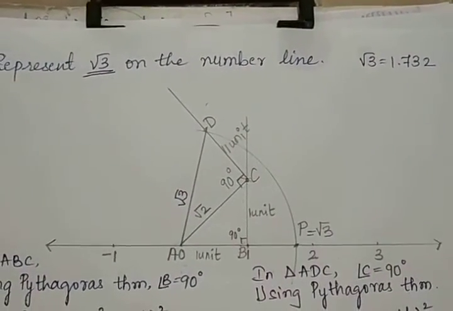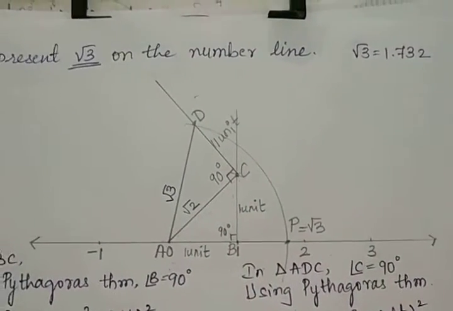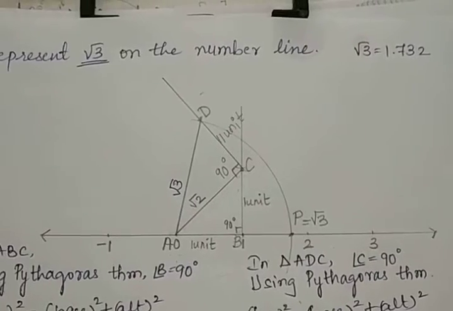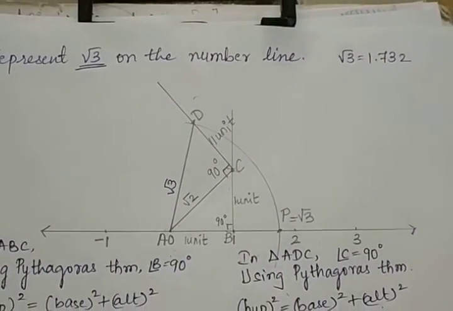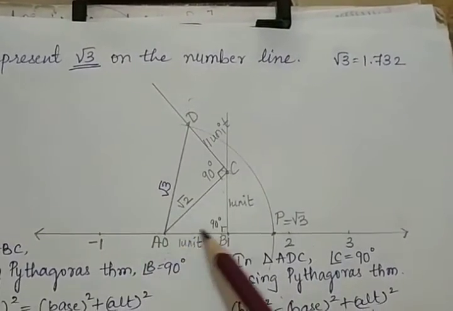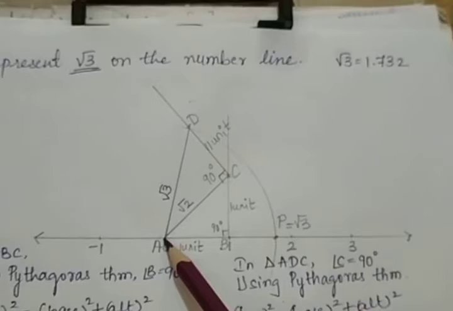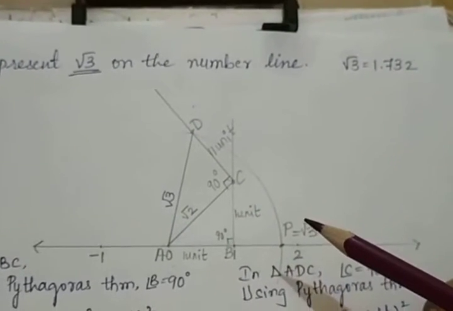This is Real Numbers, 9th standard. Representation of irrational numbers on the number line. We have represented root 2 and root 3 here. So today we will be representing root 5, an irrational number, on the number line. Root 2 we have represented. I have given a link in the description box, so go and watch those videos if you have not watched them.